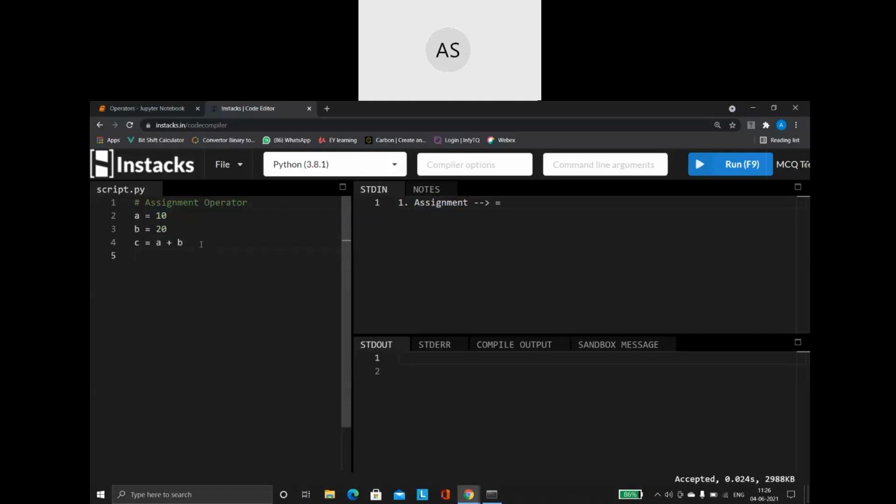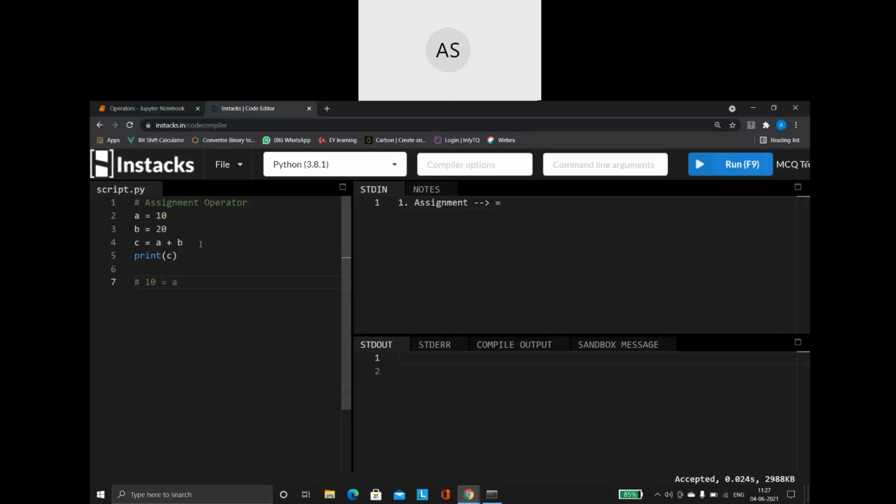For all these purposes, I will be making use of my assignment operator. Now here there is one point you have to remember: when we are dealing with assignment operators, I cannot do it like this.